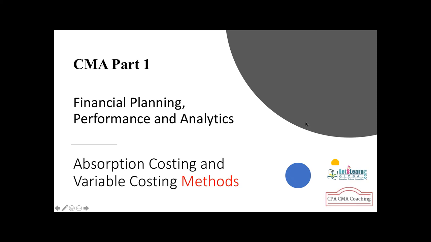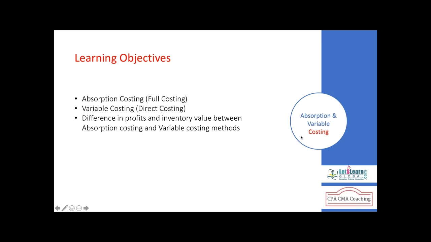What is absorption costing and what is the variable costing method used by manufacturing industries, in which we have the product cost and its treatment using absorption costing and variable costing. So we are going to concentrate on two methods, absorption costing method and variable costing method. We also see the difference in profits when there is an inventory at the end of the financial year.